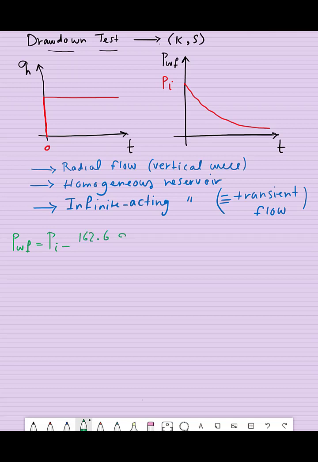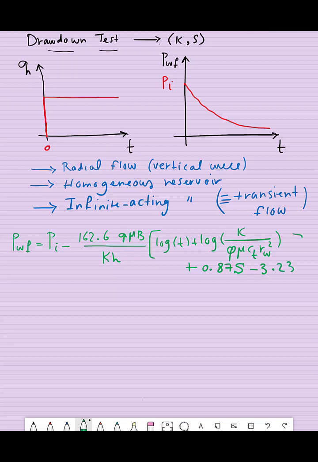162.6 Q mu B over K H, log of T plus log of K over phi mu C_T r_w squared, plus 0.87 S, which is skin factor, minus 3.23.